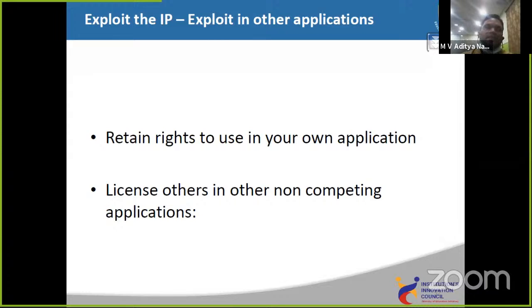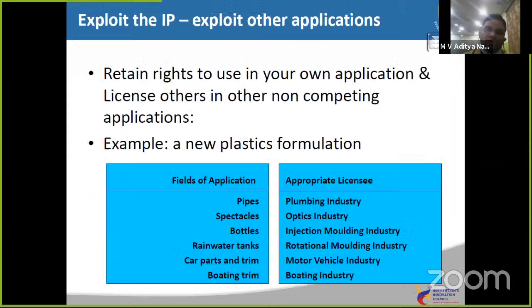For example, whenever you're trying to sell a mobile phone, you may license the same technology to another mobile phone manufacturer, but you will clearly have a non-competing clause, so that your rights will be retained by you and there won't be any conflict of interest arising afterwards. And whenever you are talking about retaining the rights, retain rights to use your own application and license others in other non-competing applications.